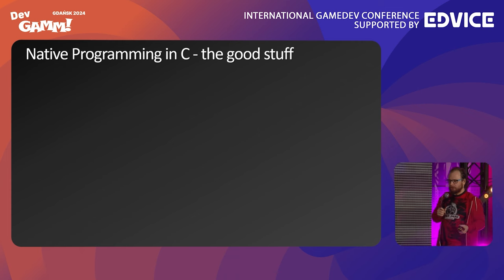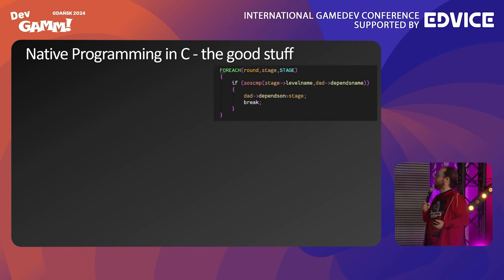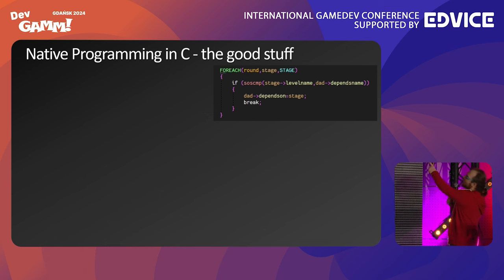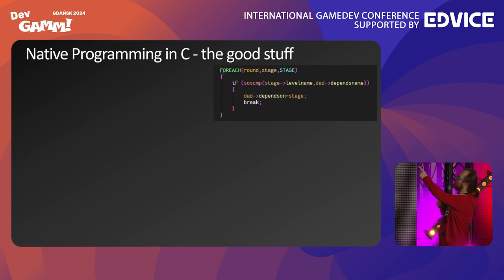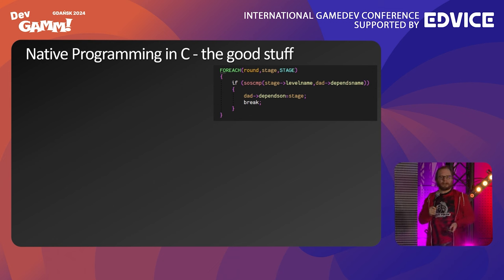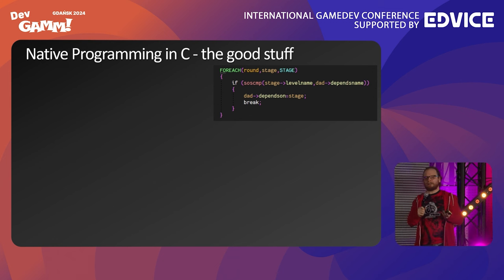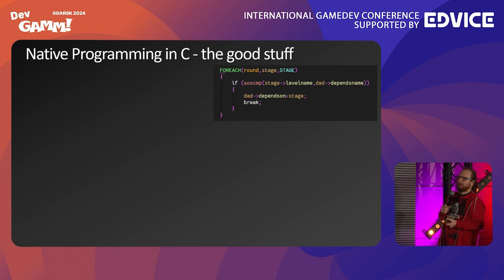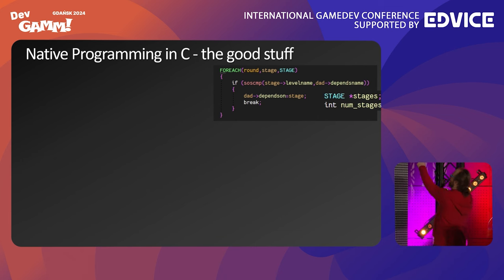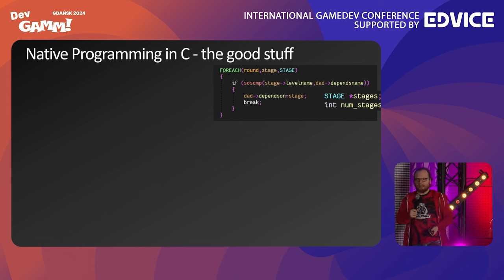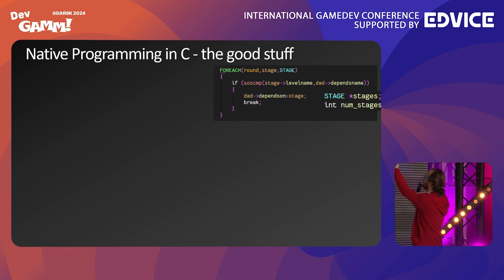Now, the good stuff. I will show you how C is not scary. This is like a for each macro. You can have for each in C if you write macros. I use macros a lot. They are like templates in C++, but kind of different. But you can have everything if you just remember to name the things. Look, I need to have the stages and the num stages. And it uses that kind of naming scheme to create the macro for me.